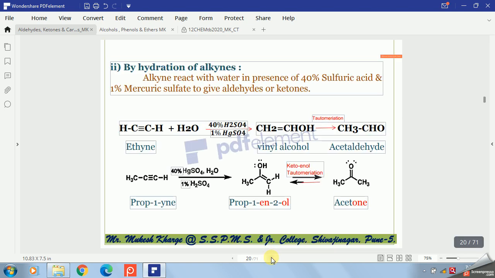Now the next reaction is hydration of alkynes. Hydration means addition of water. So here alkyne is the reactant. The alkyne reacts with water in the presence of 40% concentrated sulfuric acid and 1% mercuric sulfate, HgSO4, and it gives aldehyde or ketone. So depending on your alkyne, your product will be formed.